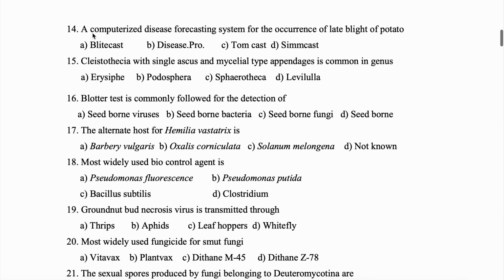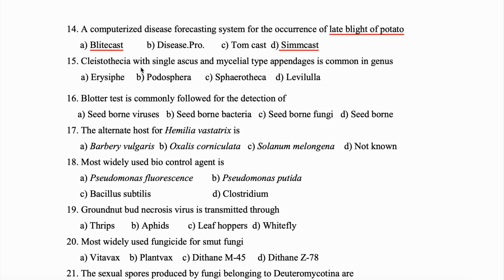Question 14. A computerized disease forecasting system for the occurrence of late blight of potato. So according to my knowledge, there are more than 1 or 2 types of computerized disease forecasting systems made for late blight of potato. Okay, but according to the options, we have here Blightcast and Simcast. Both options are correct. That is option A and D, which are made for the forecasting of the disease late blight of potato.